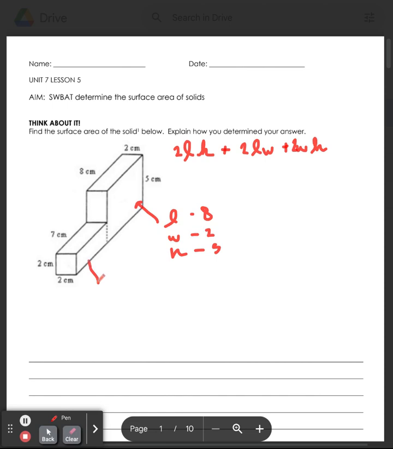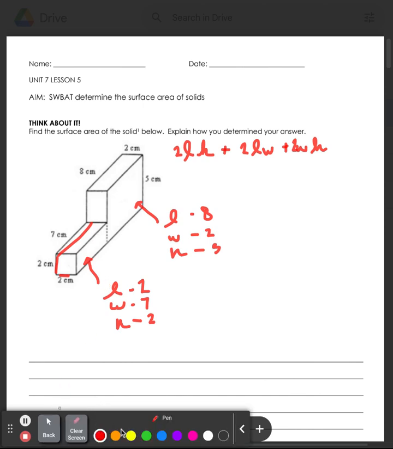And then for this figure here, we have a length, a width, and a height, where our length is this part here, which is 2 centimeters. Width would be this part here, which is 7 centimeters, and the height would be 2 centimeters. And so to calculate the area, let's use a different color so that we don't get these two mixed up. We'll use blue for this.